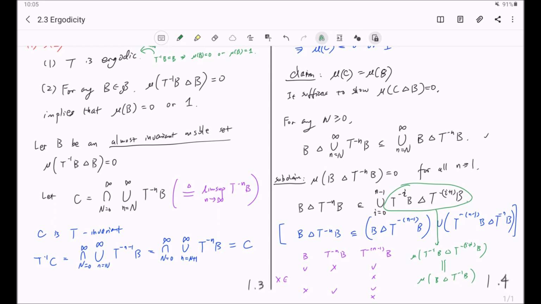And this guy, by our assumption here, is equal to 0. So each member here has measure 0. So this guy has measure 0. And this verifies our subclaim.